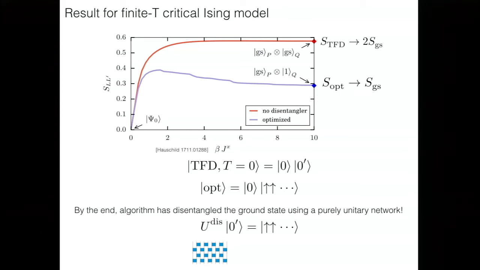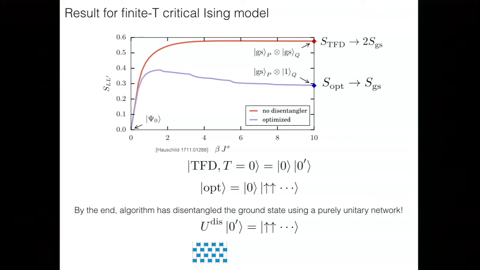For the Thermofield double state, of course, the entanglement starts at 0 at infinite temperature and then saturates to some value, which is twice the ground state entropy. If we instead do the disentangling, you see at first the disentangling isn't able to do anything. It's the same as the Thermofield double. But then when the temperature becomes of order 1 in units of the coupling constant, the disentangling starts kicking in. And by the very end, the entanglement of the purification is found to be exactly half that of the Thermofield double. That's what we expected in this limit. The entanglement of purification in that limit should be the ground state entropy, which is half that of the Thermofield double.